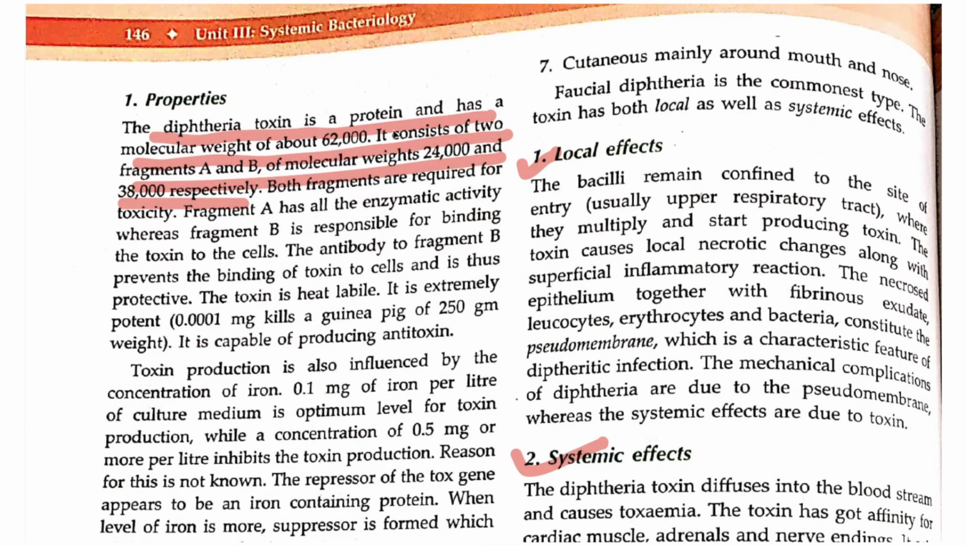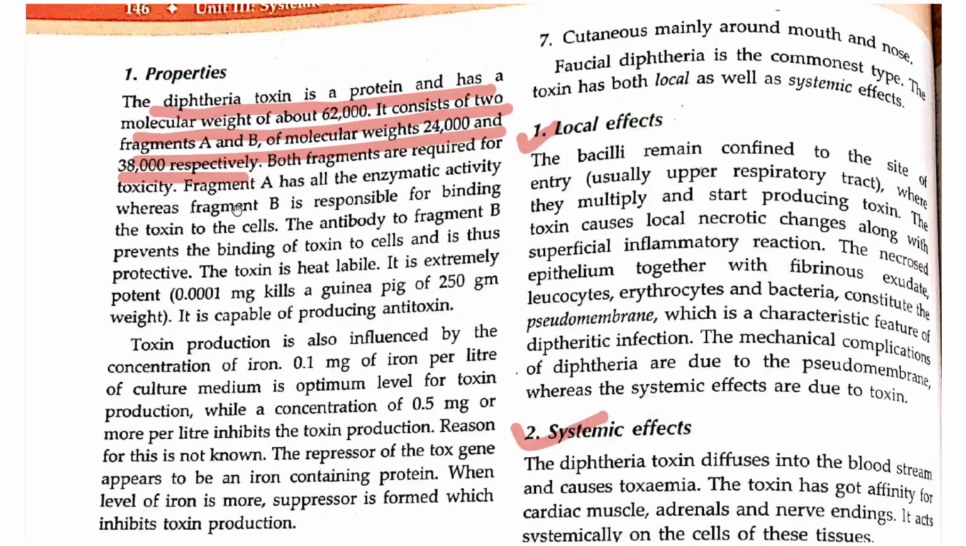The diphtheria toxin is a protein. Write the properties of the protein: it has a molecular weight of about 62,000. It consists of two fragments, A and B. The molecular weight of fragment A is 24,000 and that of fragment B is 38,000 respectively. This is the only point that you need to write in the properties of the toxin.